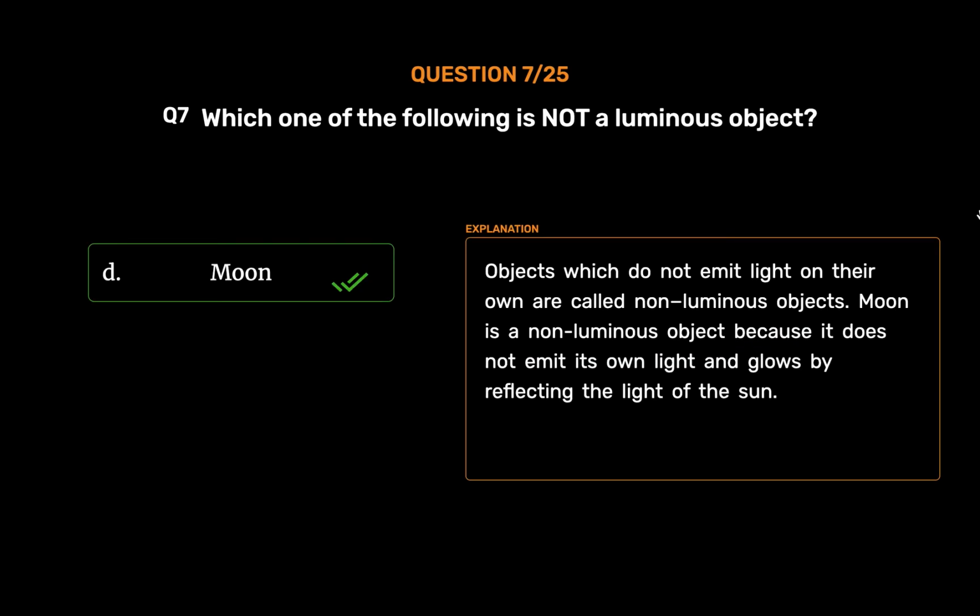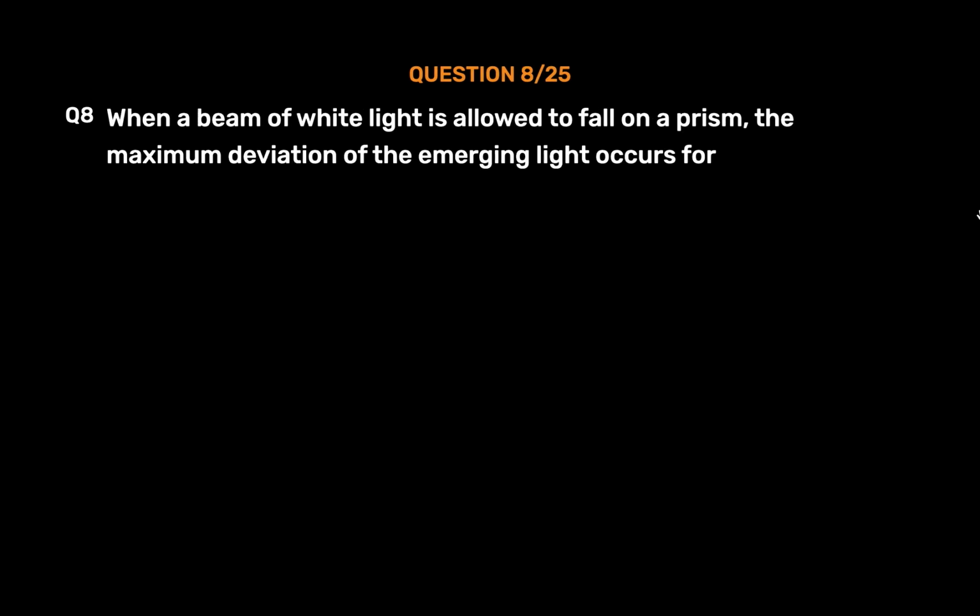Moon. Objects which do not emit light on their own are called non-luminous objects. Moon is a non-luminous object because it does not emit its own light and glows by reflecting the light of the sun.